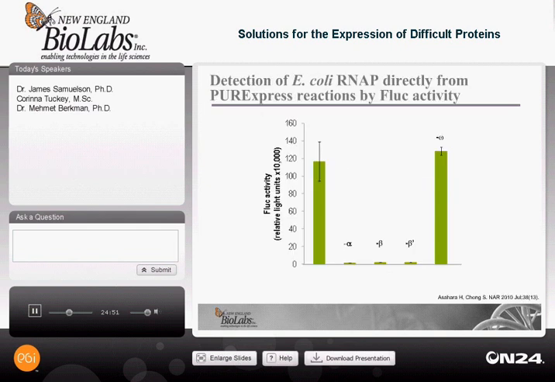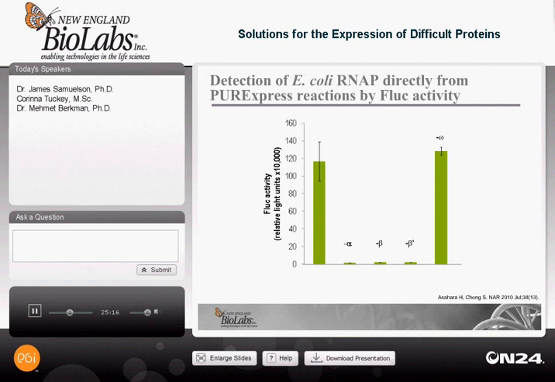My next figure is a figure from the paper, and it is basically showing the detection of the E. coli RNA polymerase directly as read by firefly luciferase activity. Firefly luciferase activity is shown on the y-axis, and the first bar furthest to the left is what activity we saw when we added all subunits of the RNA polymerase to the reaction with the sigma factor.